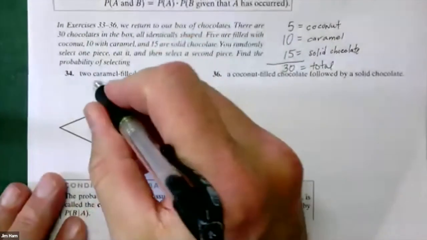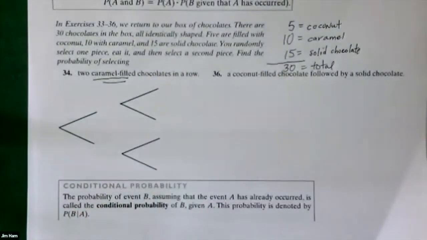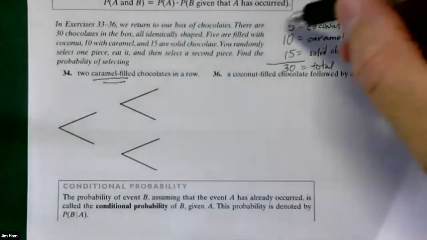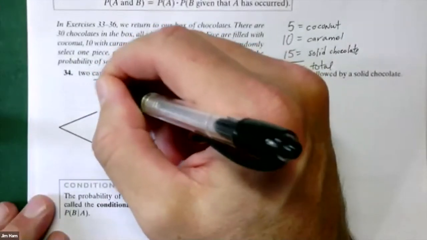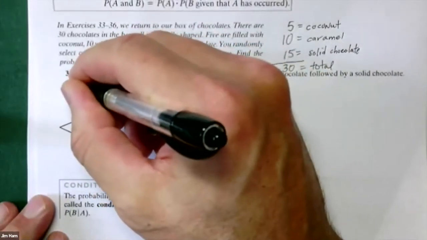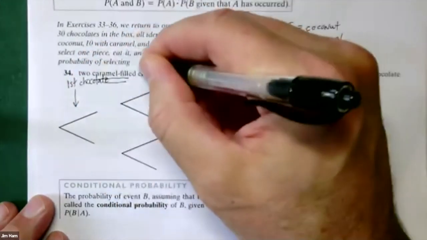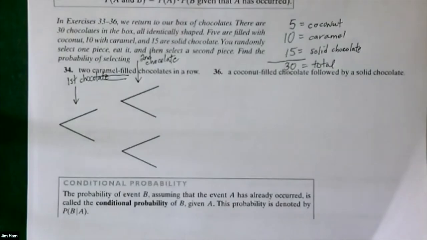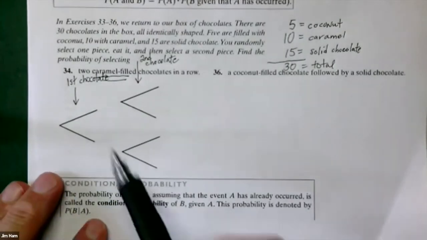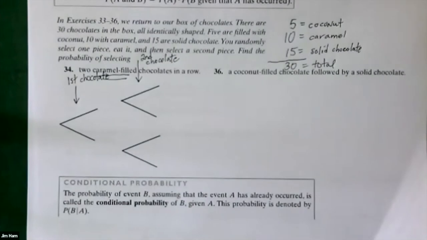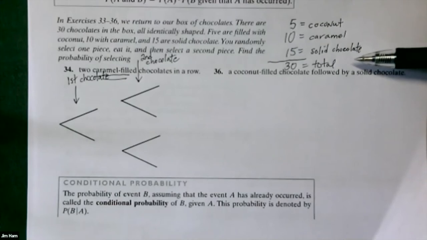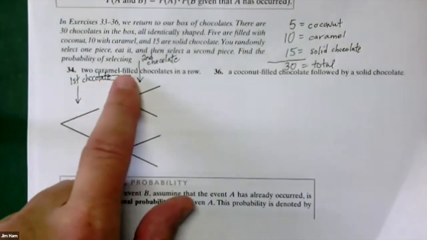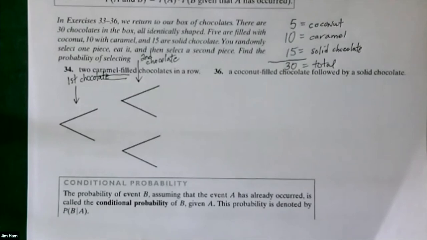And they want caramels, caramel filled. And we only have 10 of those. All right, so we're going to use this information. The first set of probabilities deal with the first chocolate. And the second set of probabilities deal with selecting the second chocolate. And the probabilities will be different in each case. All right, let's think of a nice fresh box of 30 chocolates. Our event here are 2 caramel-filled chocolates. So our goal is caramel or something else. Or something else could be coconut or the solid chocolate. But this particular event focuses on selecting chocolates, 2 in a row.